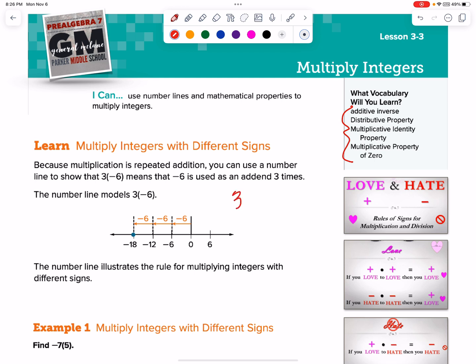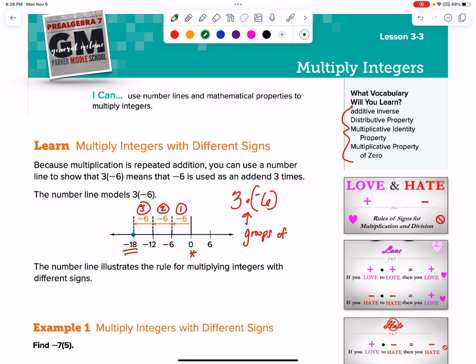So if we have 3 times a negative 6, remember that the times can be represented as groups of. So if you think of that as I have 3 groups of negative 6, then again, we're starting at 0, and you can see it makes sense that I have 1 group, 2 groups, 3 groups of negative 6, placing me at negative 18 as a final answer. So that's how that works.